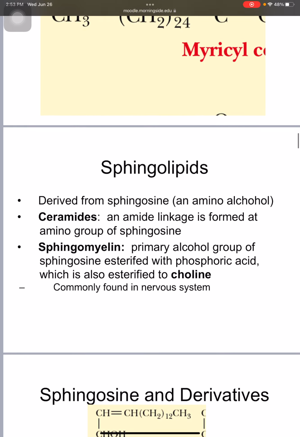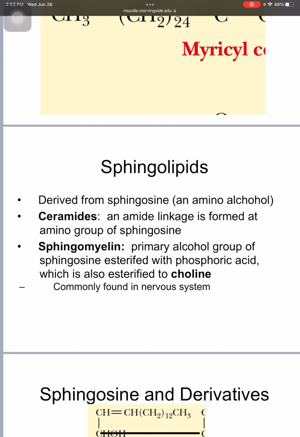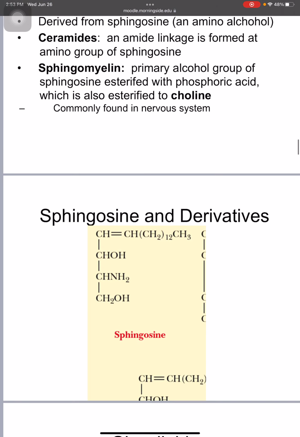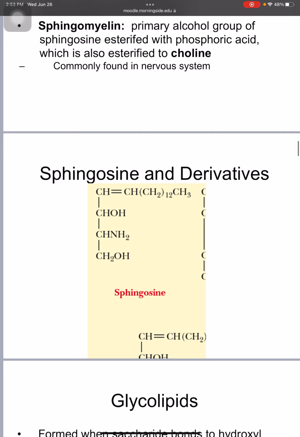Sphingolipids. All right, so sphingolipids are much like phosphoacylglycerols, which were derived from phosphatidic acid. Sphingolipids are derived from something called sphingosine. And if you look in this photo, you can see sphingosine. Basically, sphingosine is going to have a couple of free hydroxy groups, right? A couple of free OHs.